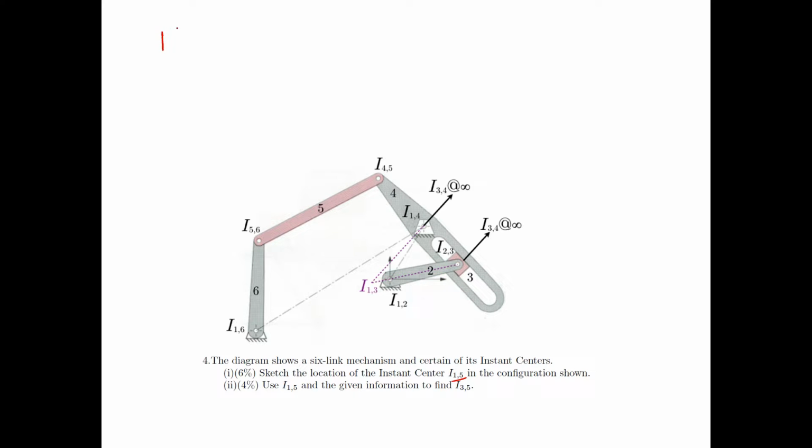We're looking for combinations of bodies 1, 5, and something else. That's where Kennedy's rule comes in. So we look at the information we have and we try to figure out what other body in combination with 1 and 5 is going to give us something.